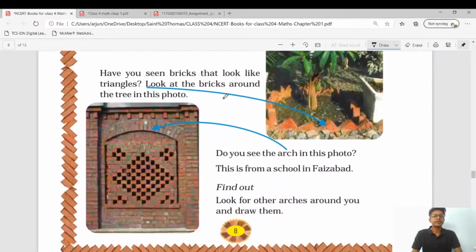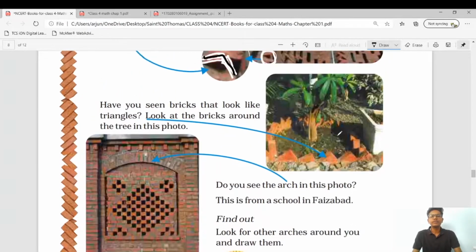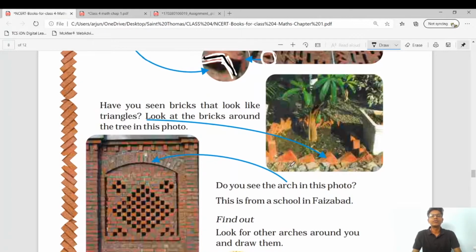Have you seen bricks that look like a triangle? Look at these bricks around the tree in this photo. Yes, we have seen this in our homes also. If a garden is there, then at some place this type of bricks will be placed, and then you will see a triangle. See here, a triangle is being made.